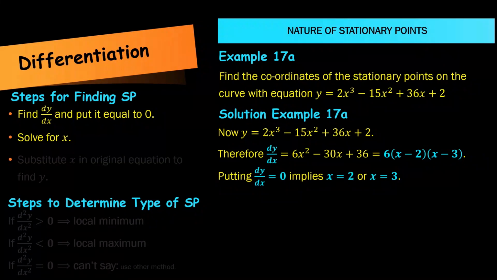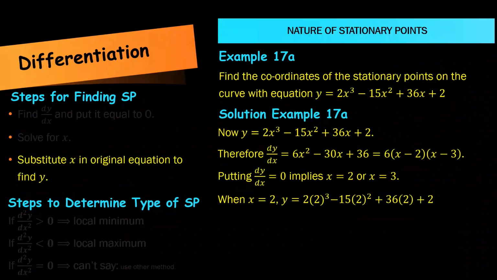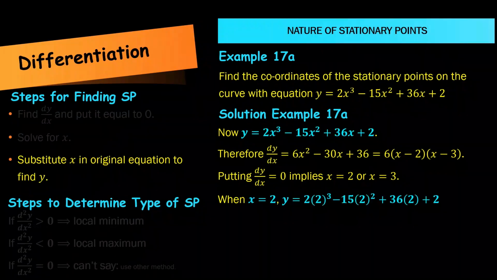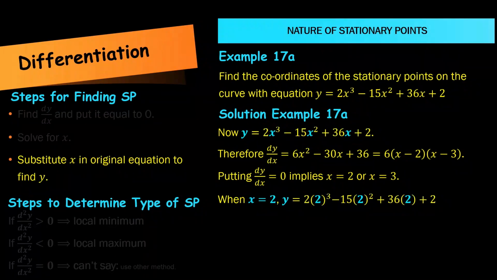Now let's substitute x equals 2 in the equation for y to obtain the y value. So plugging in x equals 2 in the equation for y gives us y equals 30.